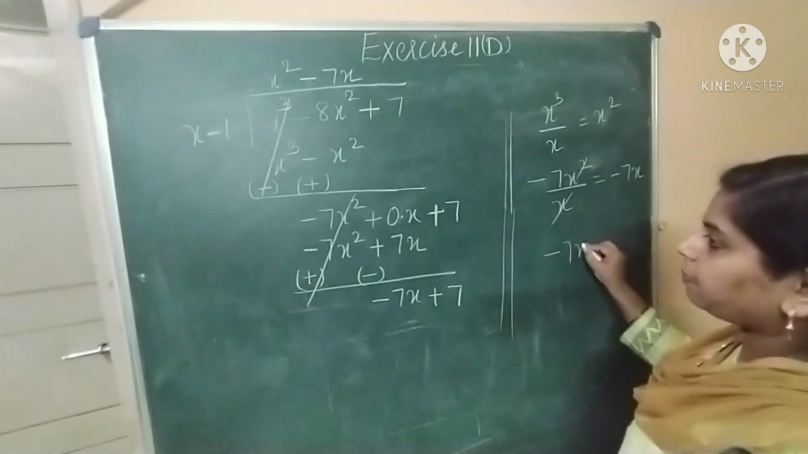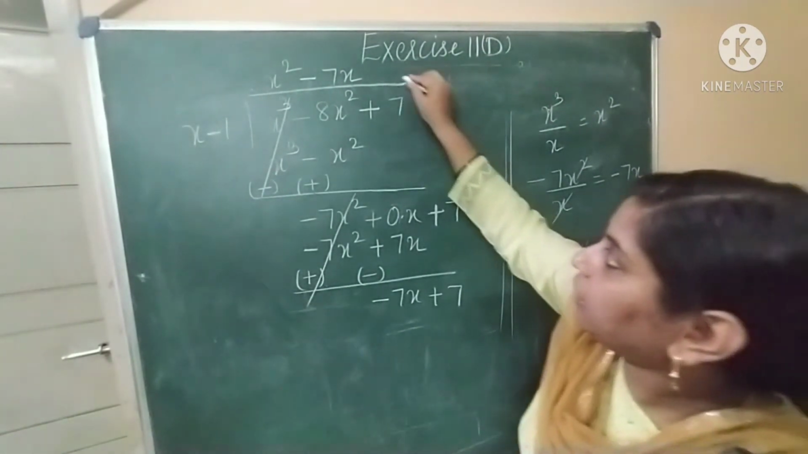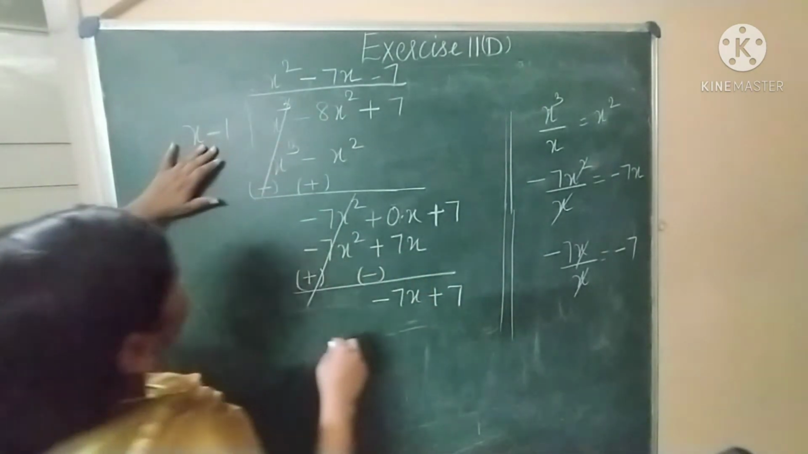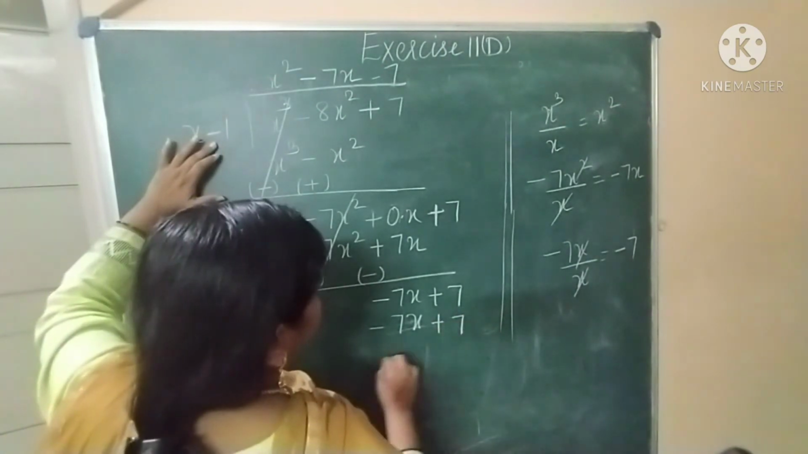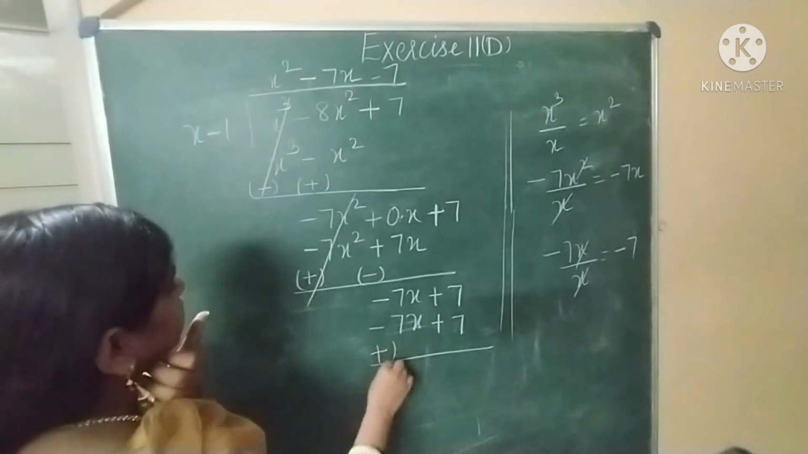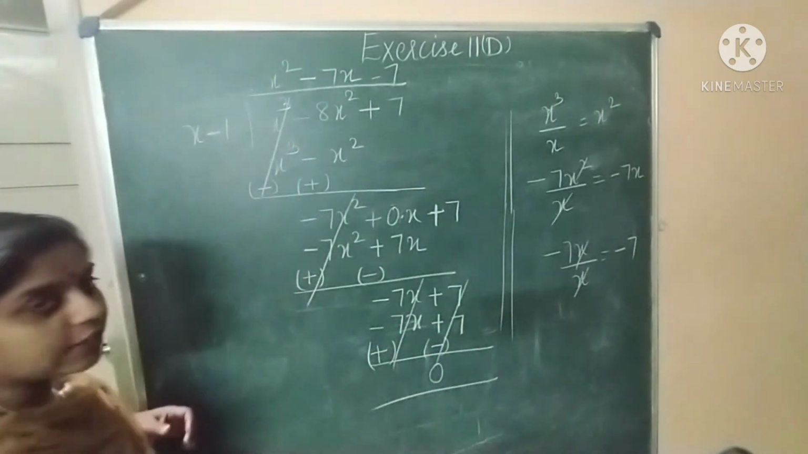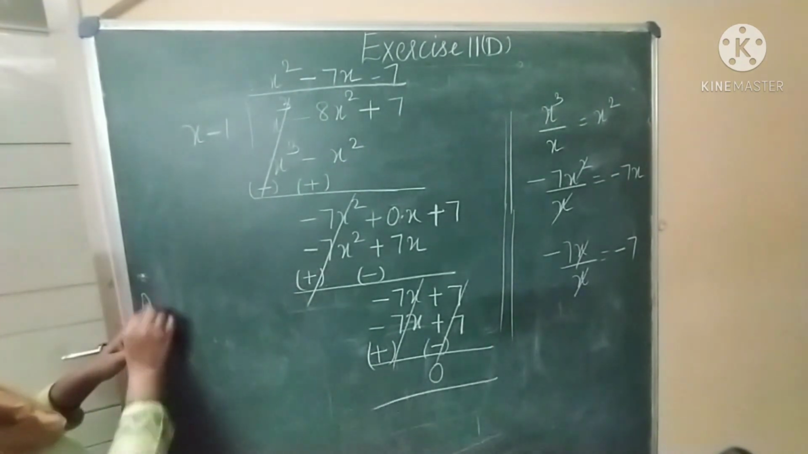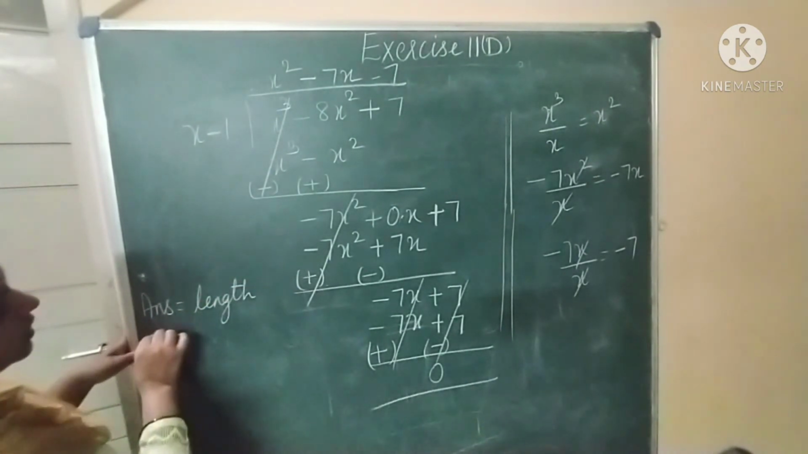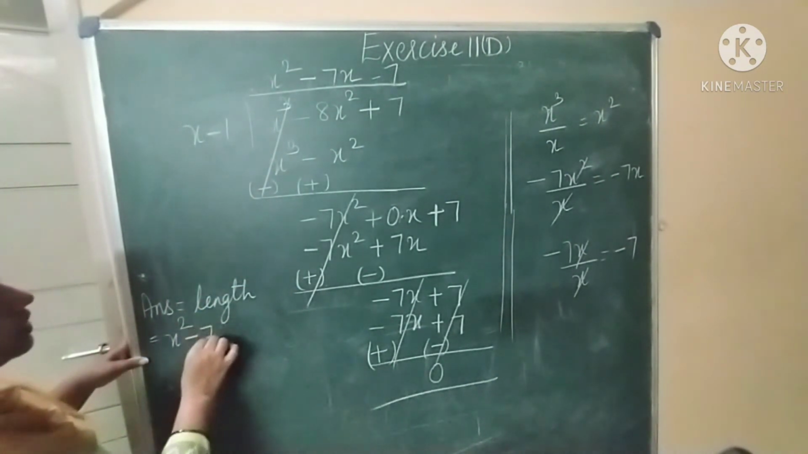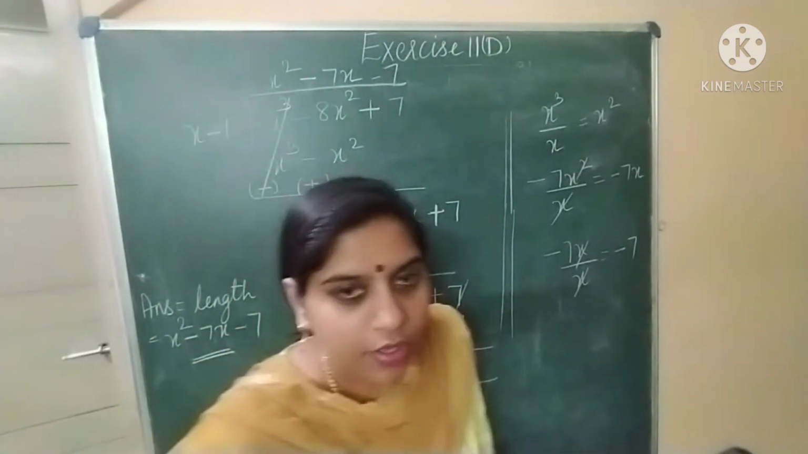Minus 7x by the first term x. So x and x will get cancelled, and you remain with minus 7. Here you write minus 7 as the quotient. So x into minus 7 gives you minus 7x. Minus into minus is plus, 1 into 7 is 7. Draw line below. Minus convert it to plus, plus convert it to minus. Terms will get cancelled and remain with 0. So what is the quotient here? This answer is nothing but the length of the rectangle. So what is the length of the rectangle? x square minus 7x minus 7. This is the length of the rectangle. This is your third sum.